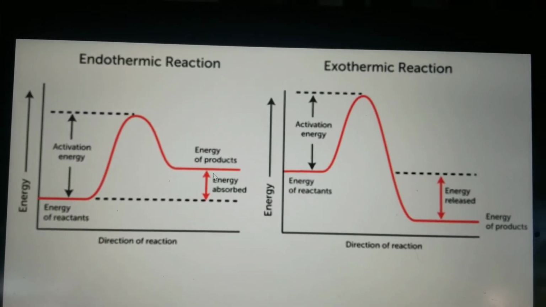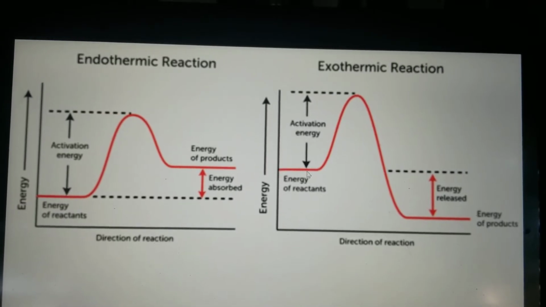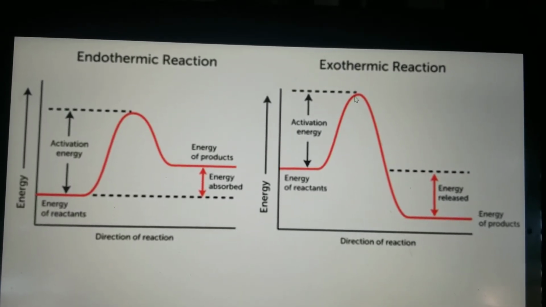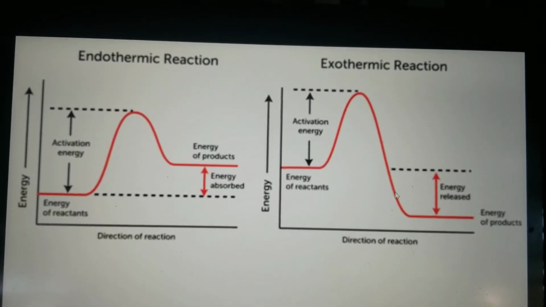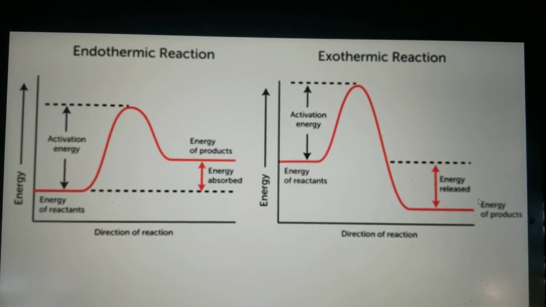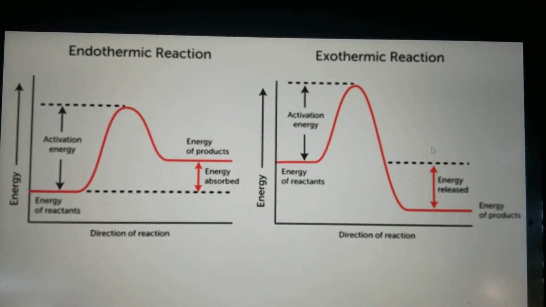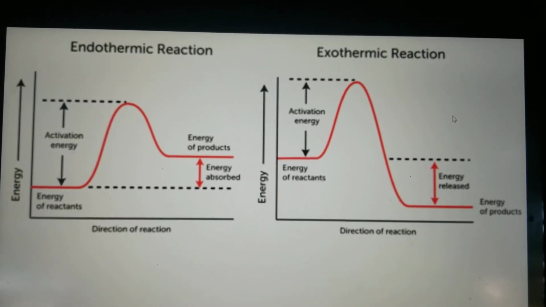and so it's endothermic. In this one, here's the energy of the reactants, and the amount of energy to get to the top of the hill, again, is the activation energy. This time when the products form, they end up at a lower energy than the reactants. That means that this amount of energy was released, and that is the exothermic process.